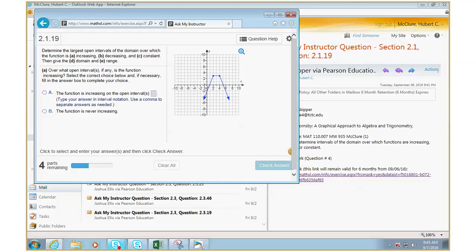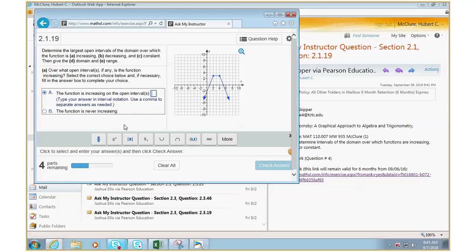Now, what's it doing? Well, the domain is all real numbers. The range is from negative infinity to what? 3. Increasing from negative infinity to 2. And then 2 to 4, what's it doing? Constant. And then from 4 to positive infinity, what is it doing? Equals.